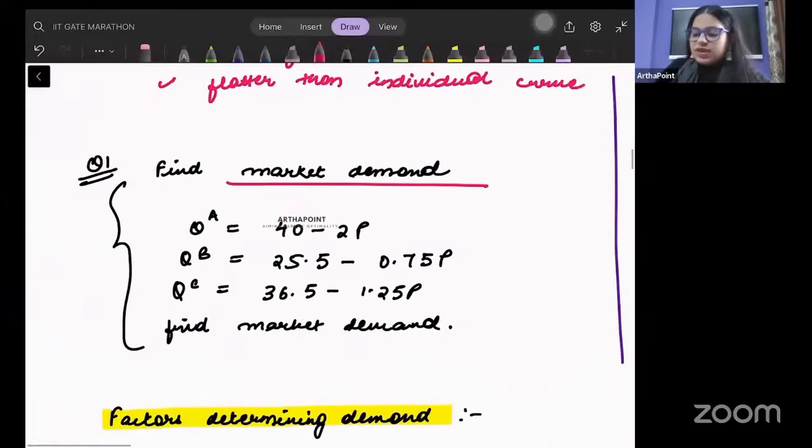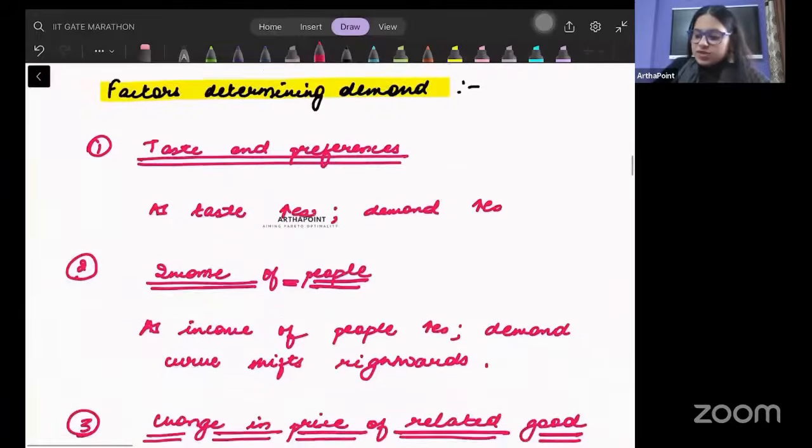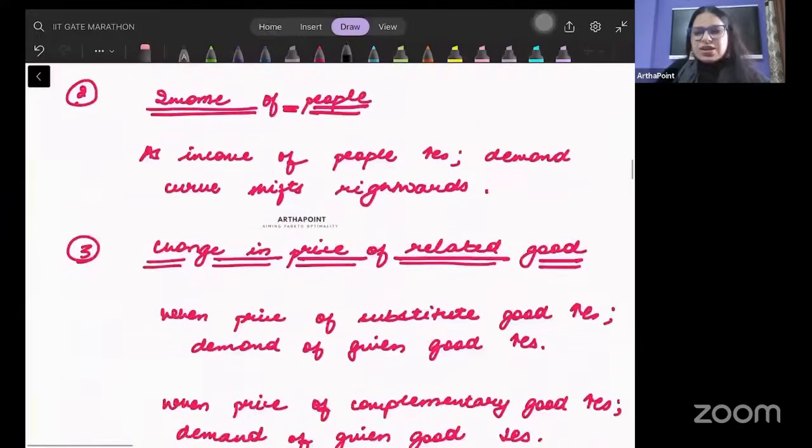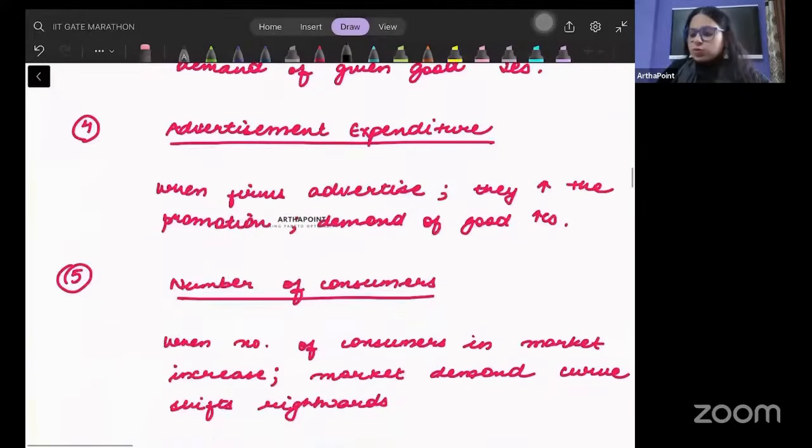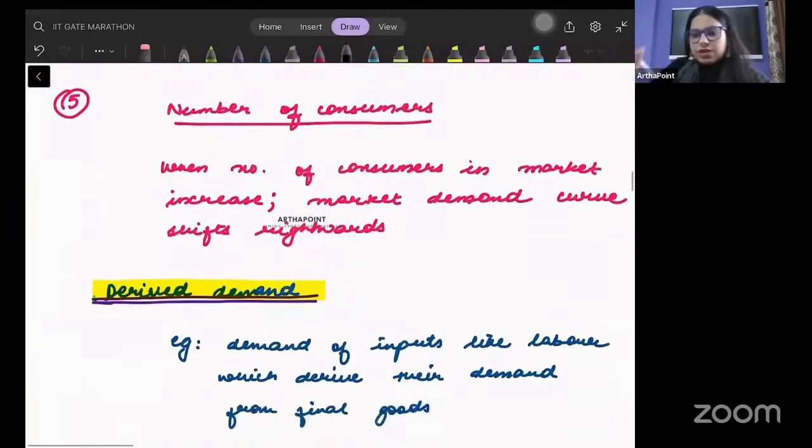ठीक है. Now we have factors determining demand. I am leaving this to you, beta. Just read this out. Income, taste, substitute good prices, complementary good prices. ये एक बारी पढ़ लेना.